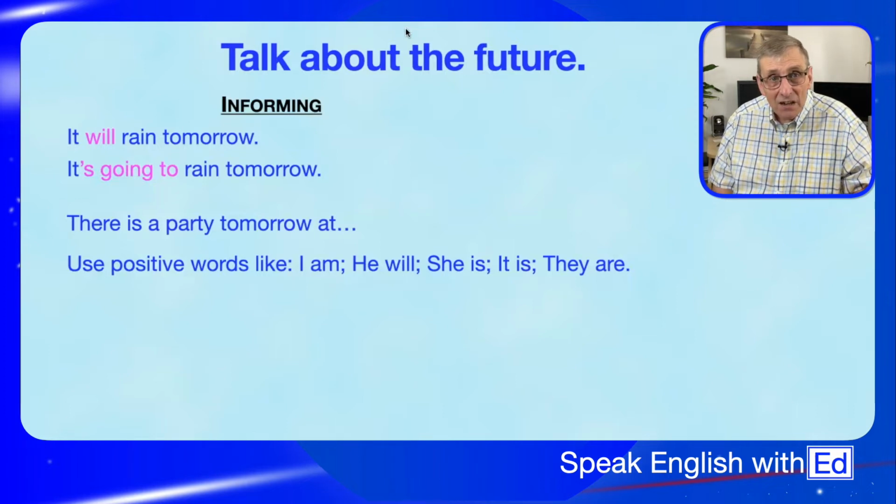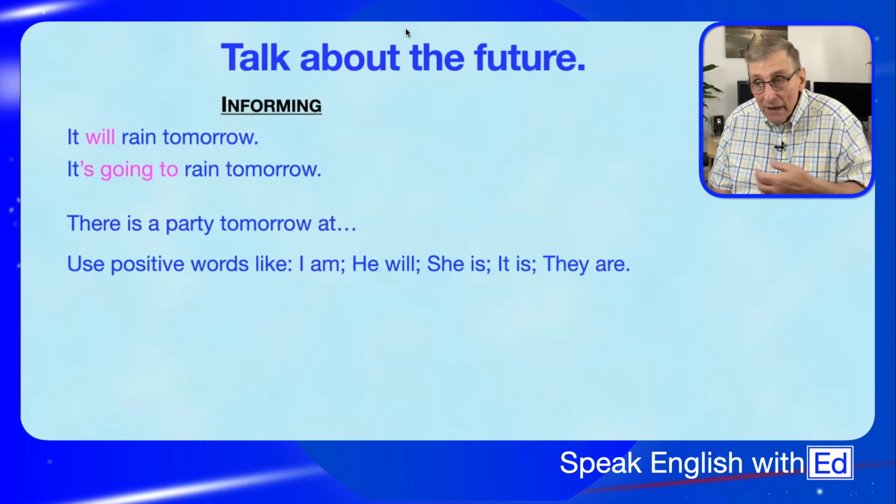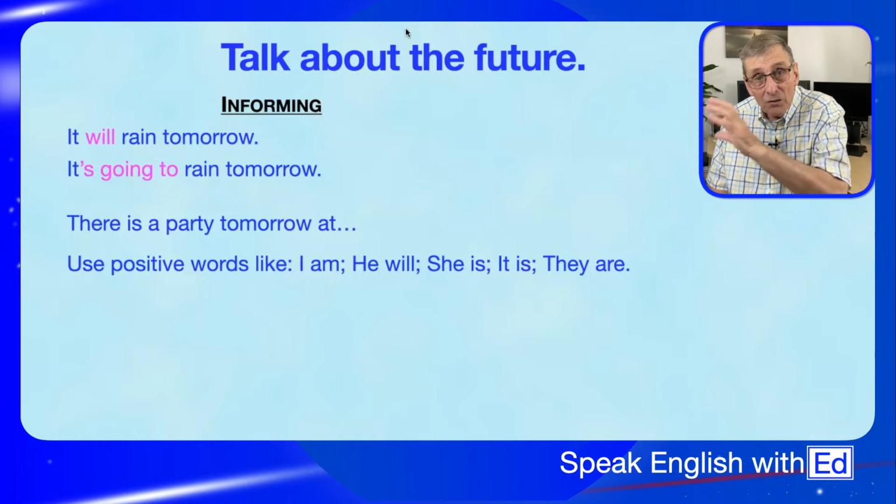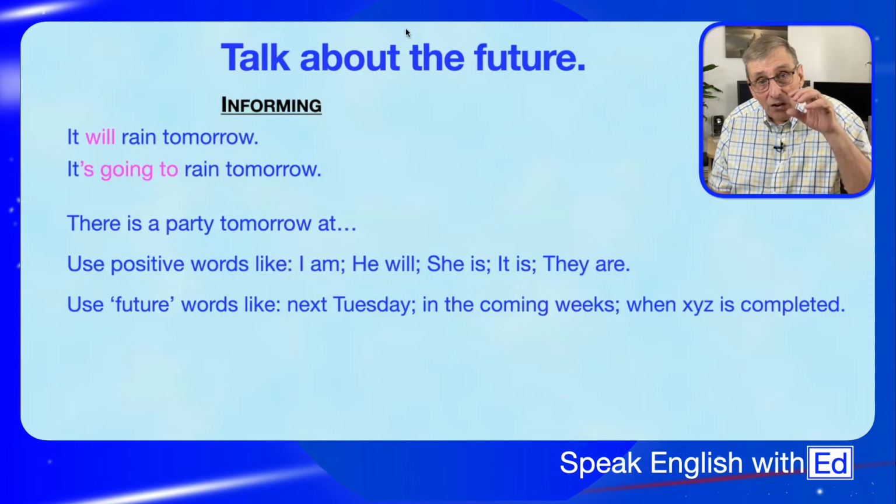She is expecting a baby in June. You know this for sure. They are going on a picnic the weekend. You know all these things for sure. So use positive words when you're informing about something, right?